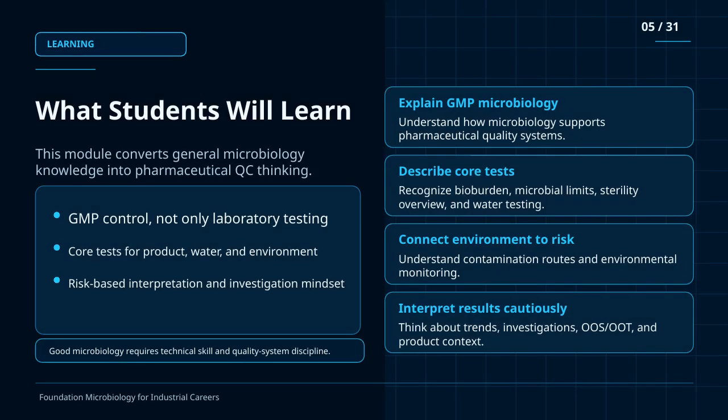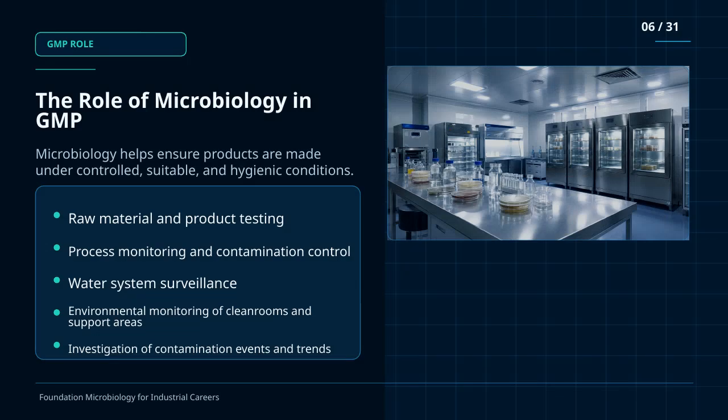By the end of this module, you should understand the role of GMP microbiology, core pharmaceutical tests, environmental monitoring, and water control. You should also be able to interpret results cautiously by considering trends, investigations, and product context. In GMP, microbiology supports hygienic manufacturing conditions, raw material and product testing, water surveillance, and environmental monitoring. It also provides evidence for batch decisions, inspections, audits, and contamination investigations.